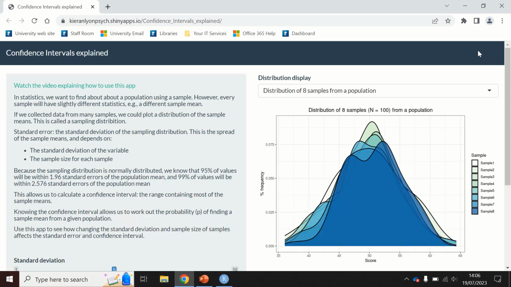Confidence intervals explained. Confidence intervals, and from that p-values, are one of the most important ideas in statistics for you to understand statistics, for you to use statistics for other scientific disciplines. Now, I'm going to show you this app which I've developed to help you to understand and visualize confidence intervals.